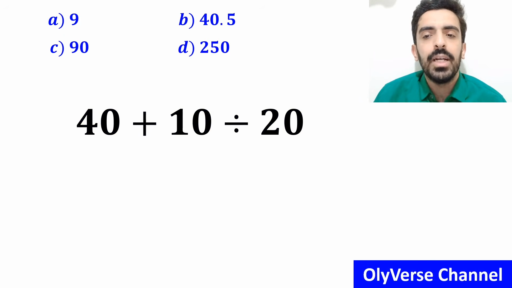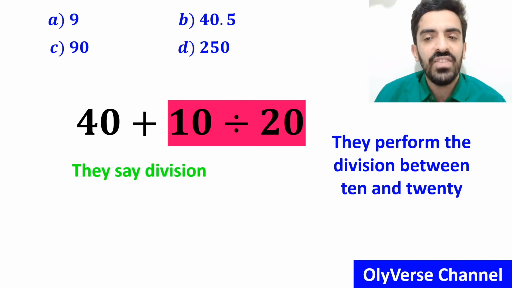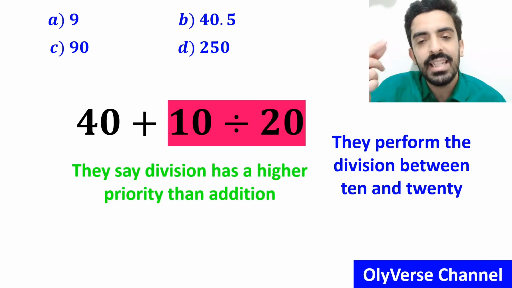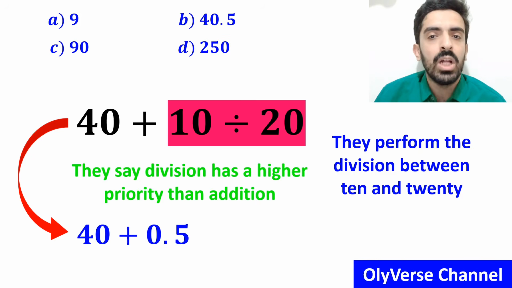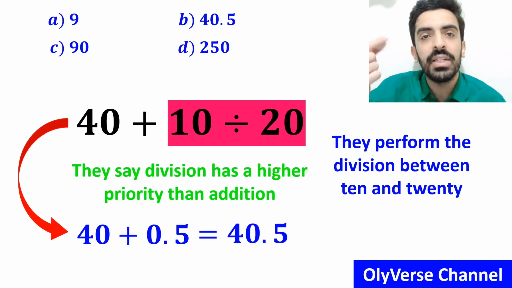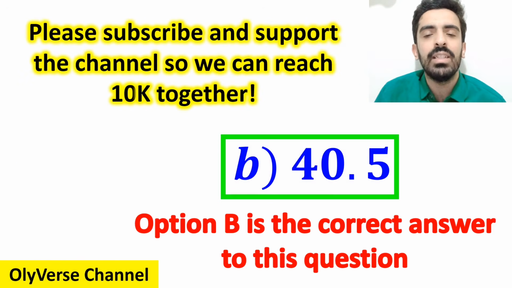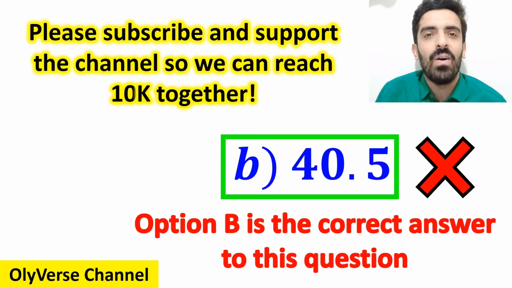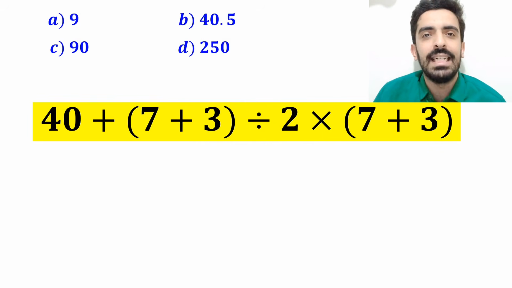And the final step, they perform the division between 10 and 20 because they say division has a higher priority than addition. So, they rewrite this expression as 40 + 0.5, which eventually gives them the answer 40.5. And immediately, they conclude that option B is the correct answer to this question. However, that's definitely wrong. Alright, now let me show you how to solve this expression properly.